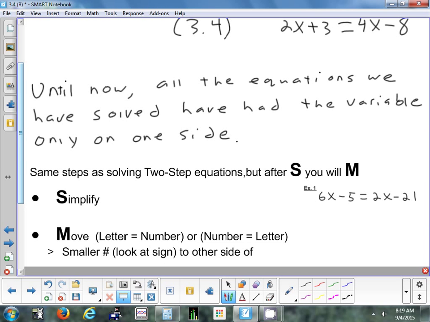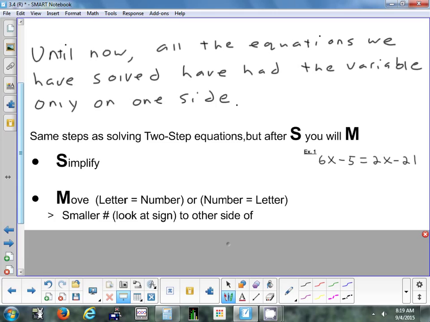All right, next part. This is new, so now you've got to start filling in your notes. We're going to have a letter with a number on each side. We have to decide. We have to take all these x's and put them on one side, and we can choose. Do we want to move all the x's to the left, or do we want to move all the x's to the right?